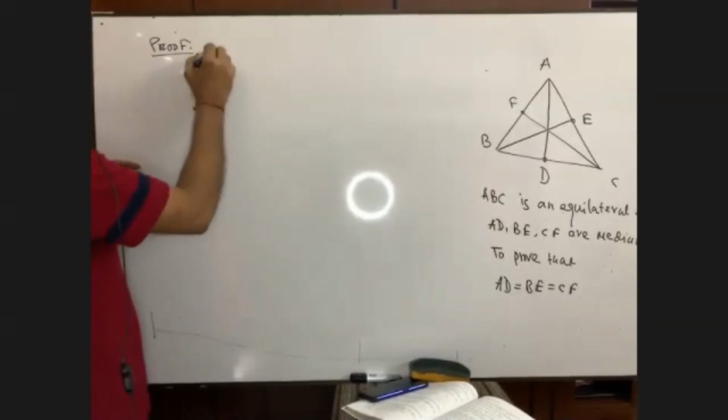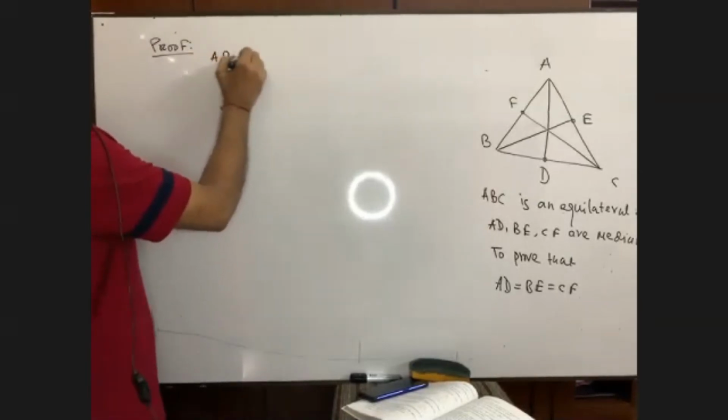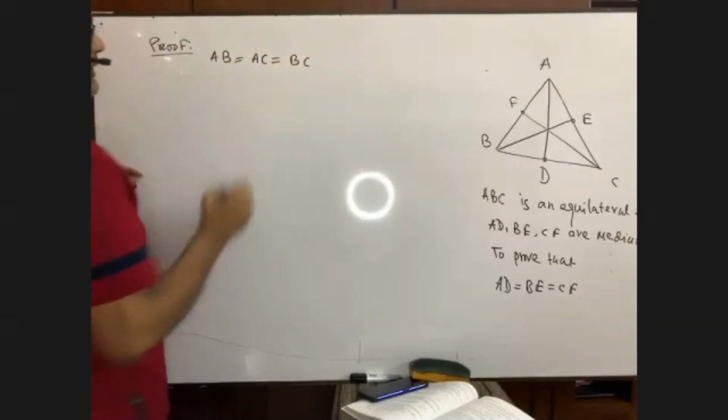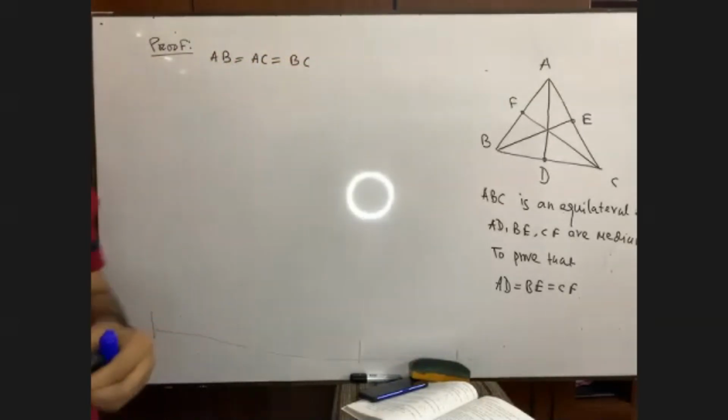Write down AB equals AC equals BC. Am I right? Sir, yes, sir. Why are they equal? Since it's an equilateral triangle. Very good. You are absolutely right.